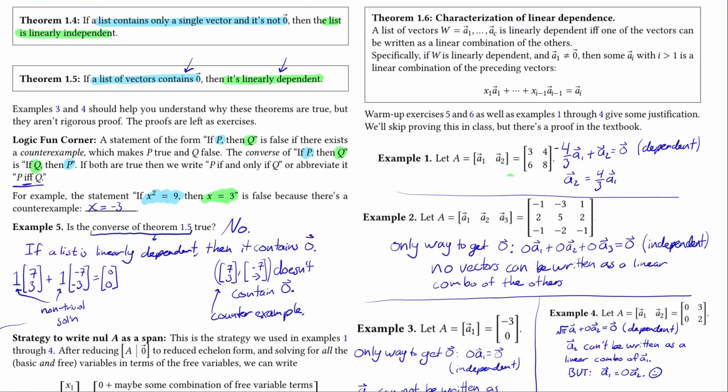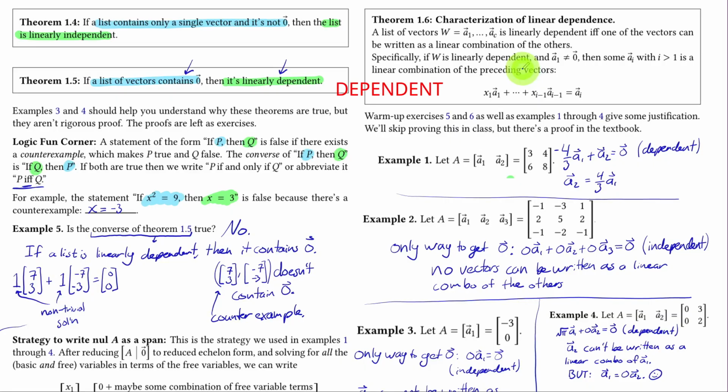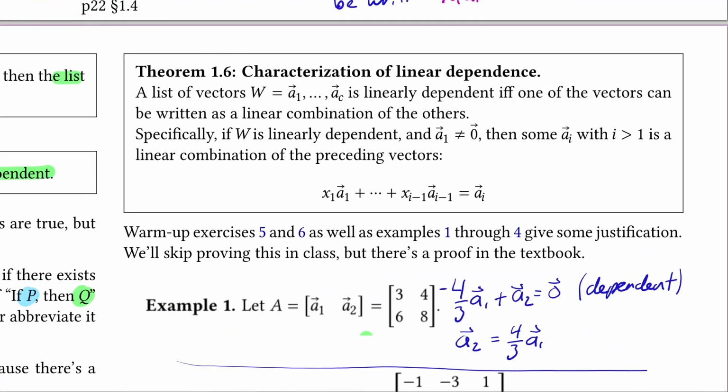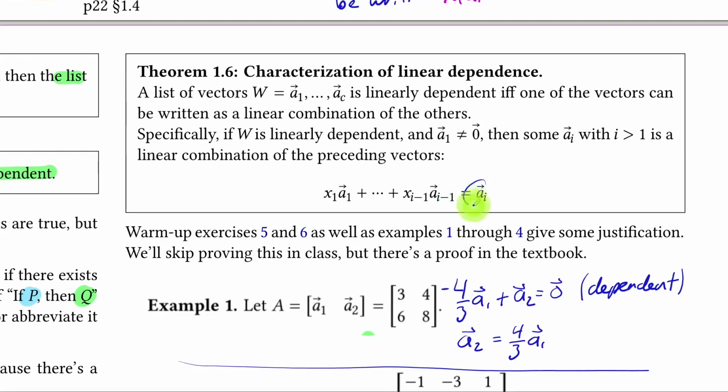So what Theorem 1.6 says is that a list of vectors is linearly dependent if and only if one of the vectors can be written as a linear combination of the others. And specifically, if W is linearly independent and a1 is not 0, meaning the first vector in the set is not 0, then some ai vector with i greater than 1 is a linear combination of the preceding vectors, like the ones before it.